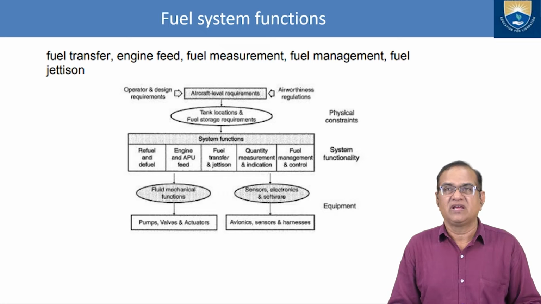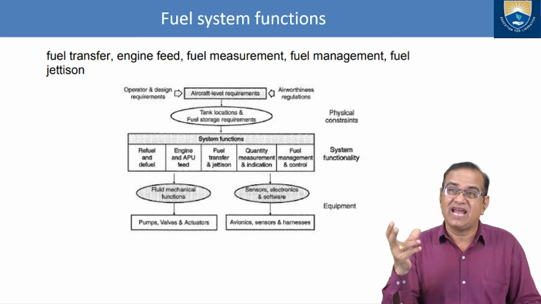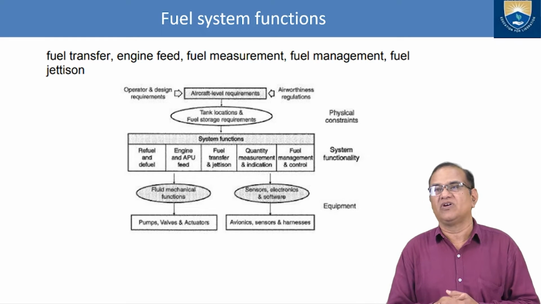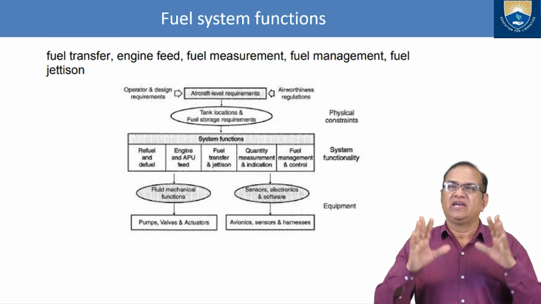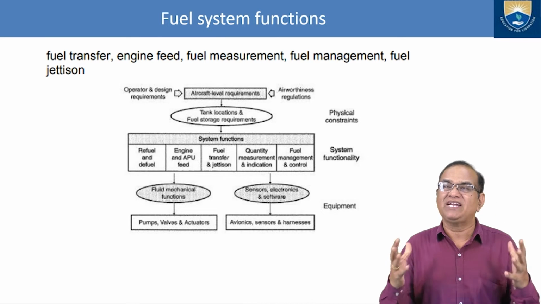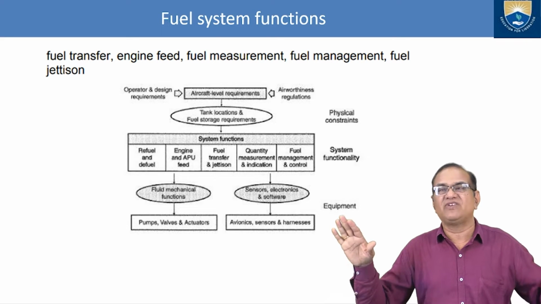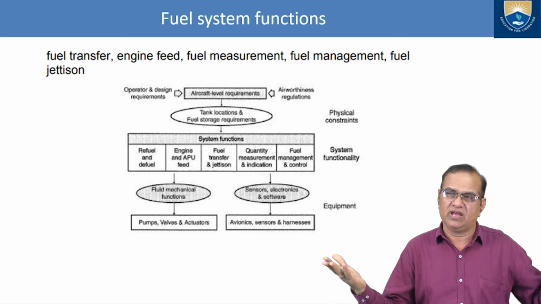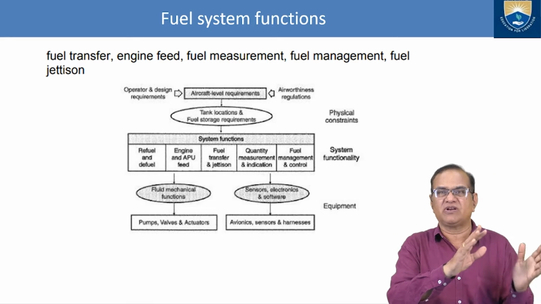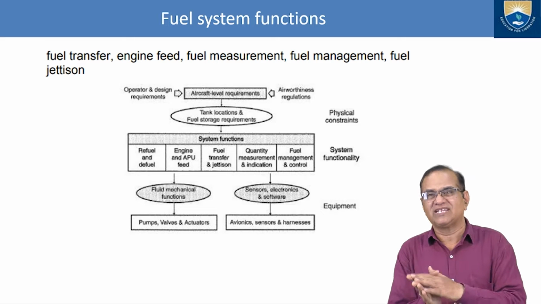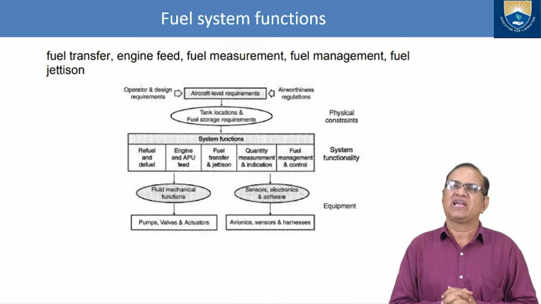Fuel measurement: the quality of the fuel has to be sent, and how much quantity is available in the fuel tank should be constantly displayed in the aircraft cockpit so the pilot can see it. And also fuel management: if the center of gravity is changing from one side to another, the fuel system should be able to transfer fuel from one side to the other and vice versa, so that the center of gravity of the aircraft can be maintained.